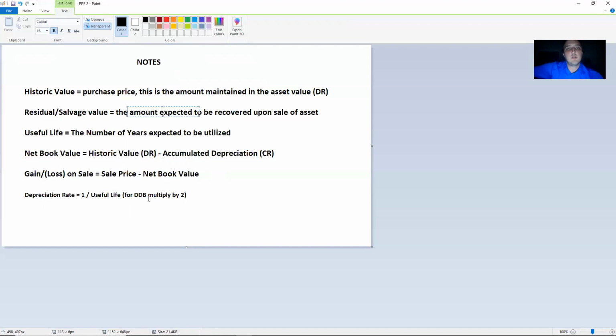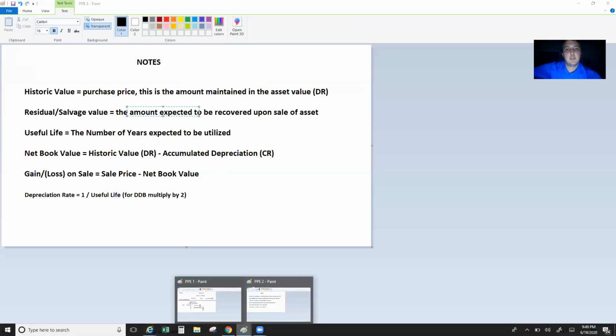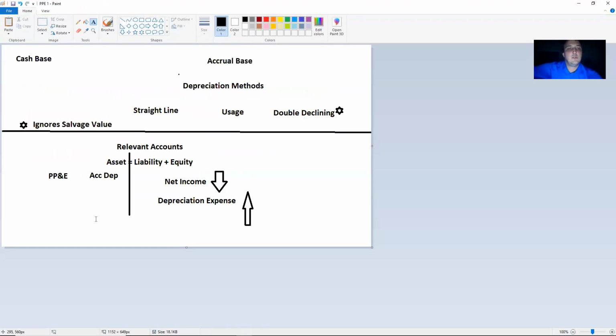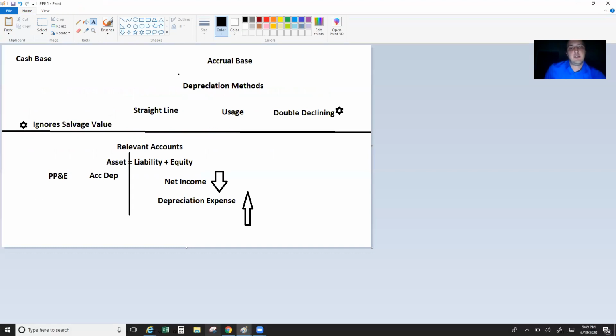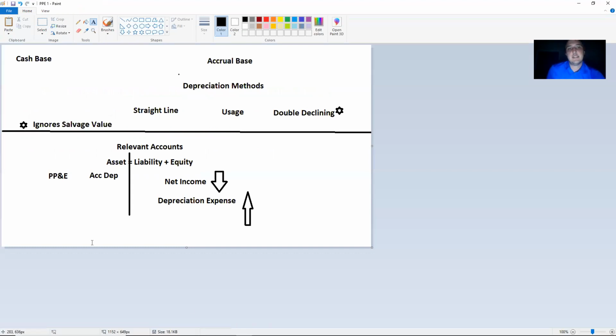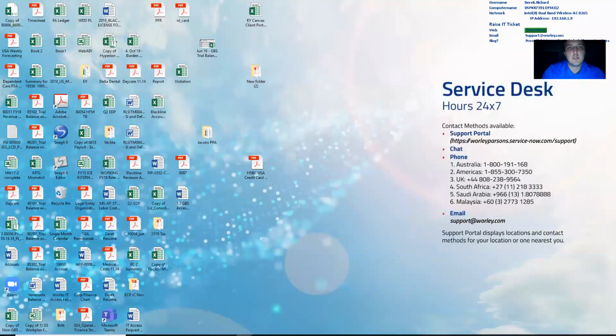Now remember, while we're going through that depreciation, at no time can the PP&E minus the accumulated depreciation be less than the salvage value. Because if we've estimated that this is how much we're going to sell it for, then we can depreciate it only up until that net book value. So when we do the double declining method, or the usage method, we've got to figure out a way to get that salvage value in there. With that in mind, let's get into our homework.